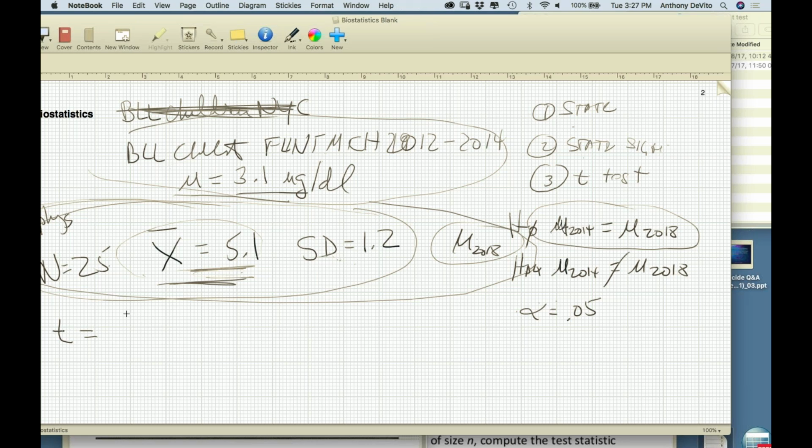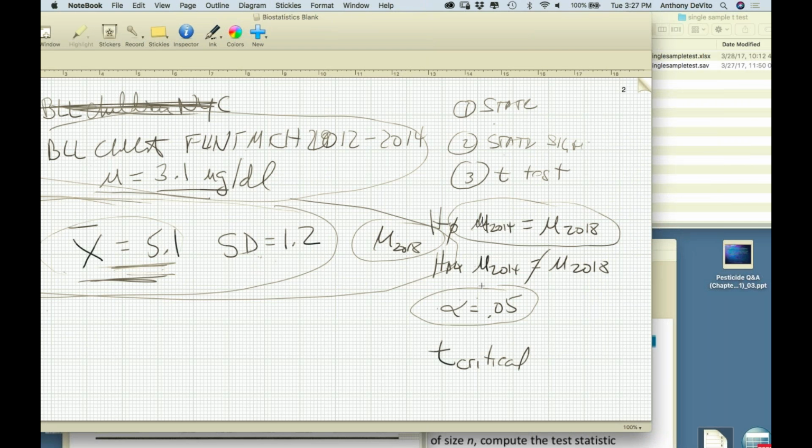Well, before I calculate t, I have to figure out what t I have to exceed. What is t critical? What's the t-value that I have to exceed to have less than 5% chance of being wrong when I reject the null hypothesis, given that my sample size is equal to 25? What do you think that t-value has to be? It would have been 1.96 if we knew sigma, the standard deviation, right? But since we only have a sample size of 25, it's going to be the number we get from the t-table for that sample size. Which is going to be 2.064. That's what we have to exceed to reject the null hypothesis.